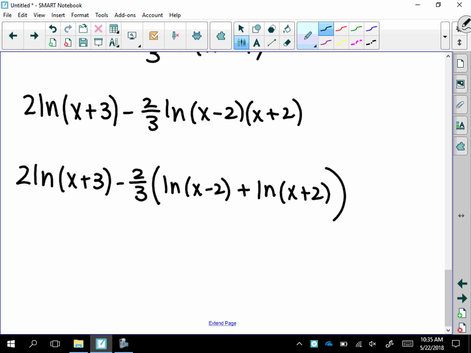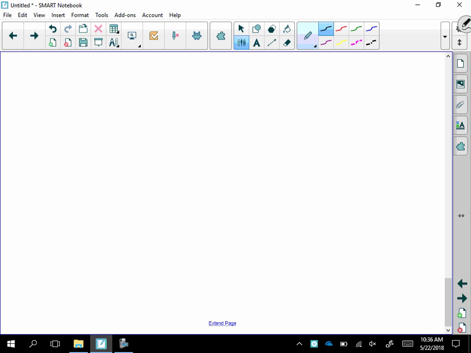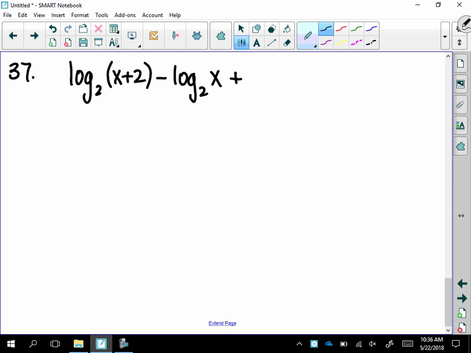All right, any other questions on the study guide? 37. At 37, we have log base 2 of x plus 2 minus log base 2 of x plus log base 2 of 2x minus 1. And that's all equal to 3.